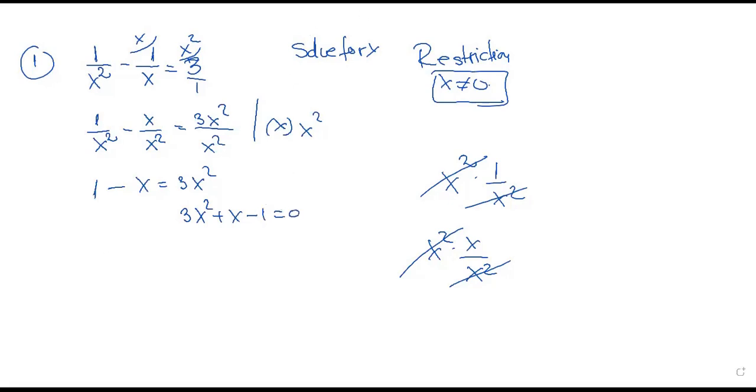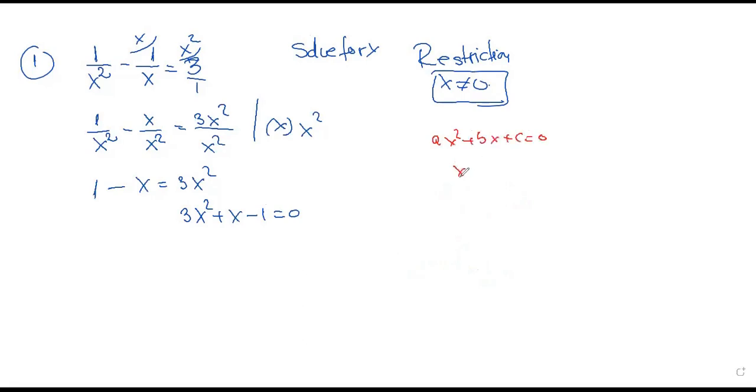Now we need to solve this one. So quadratic formula, let me give you the quadratic formula. If you have ax squared plus bx plus c equals 0, x1,2 is minus b plus or minus square root of b squared minus 4ac, over 2a. Did you learn this formula? Have you seen this formula before?